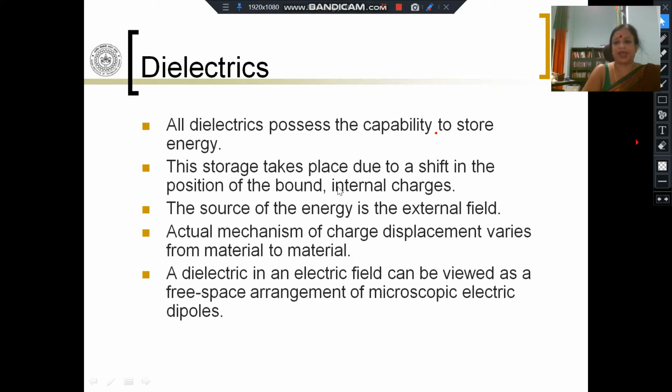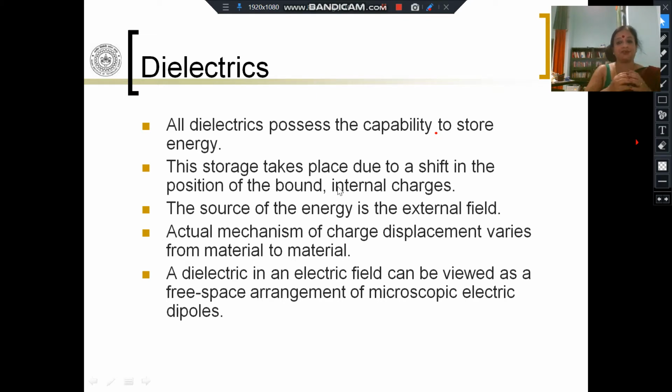I'm of course talking about polarization, but let us see how that relates to bound internal charges. The actual mechanism by which charge displacement takes place inside a material depends on the material. So you apply an external field, and within the material there will be charges which will be displaced in some manner, and because of that displacement of the charges, you will be able to store energy. Let us see how that happens.